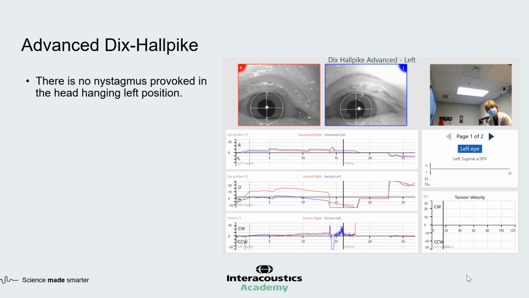She was very nervous. You can see in this tracing that there are three boxes. The top box is the horizontal eye movements, and the red represents the right eye and the blue represents the left eye. She has no horizontal nystagmus. In the middle box, we see the vertical eye movements. Again, she has no vertical nystagmus. In the bottom graph, we see the torsional eye movements, and she doesn't have any torsional eye movements. So this test is negative for BPPV in the left posterior canal.